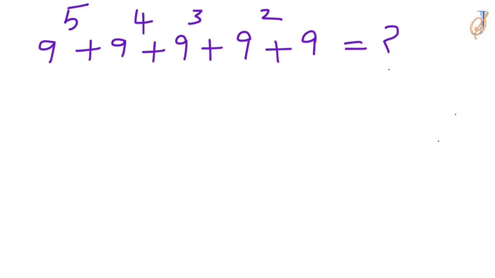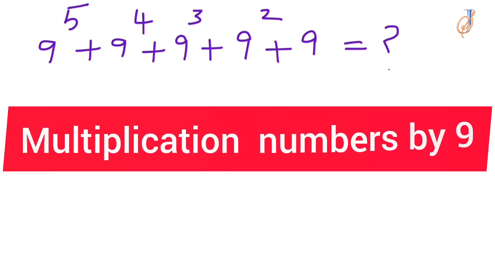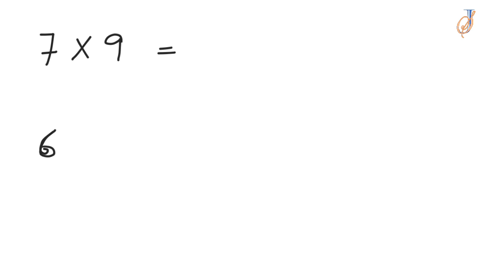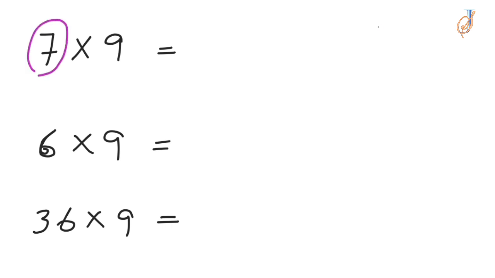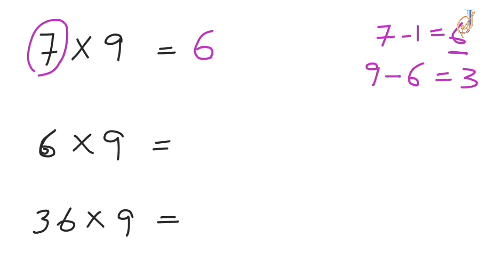For that, first you need to learn multiplication of numbers by 9. So I'm going to explain how we multiply with a single digit, a double digit, a triple digit and so on. First I'm going to explain with the single digit. Here we have 7. Whatever number you have, do minus 1, which gives 6. Write the 6 in the tens place. Then subtract 6 from 9 and we get 3. Write 3 in your units digit. This is your result. That's it.